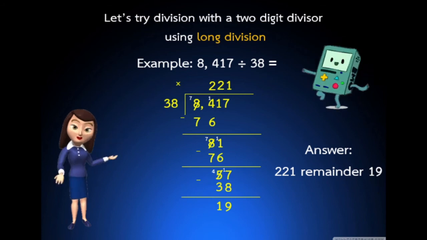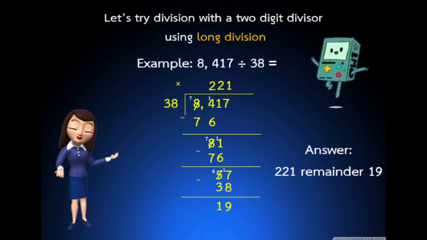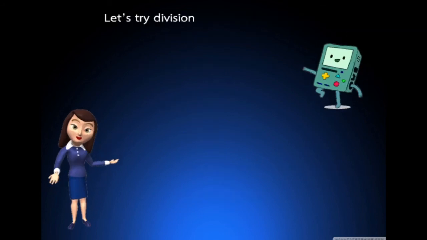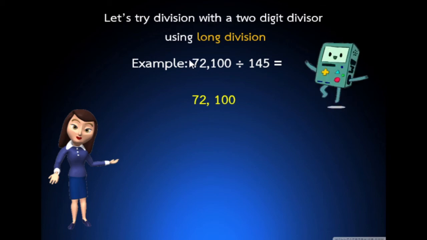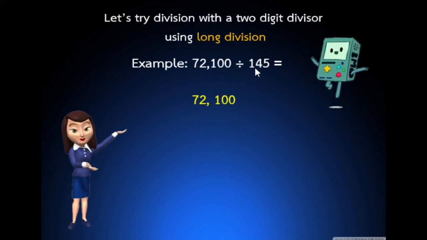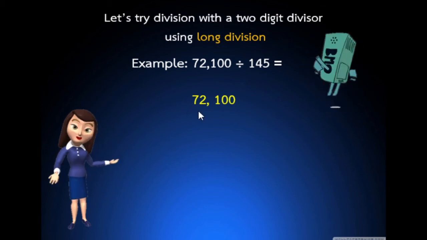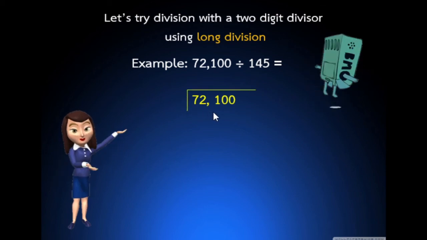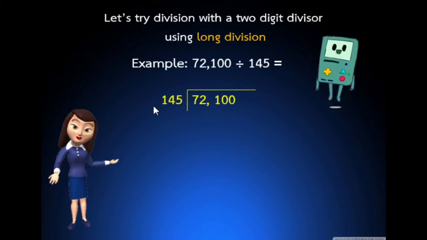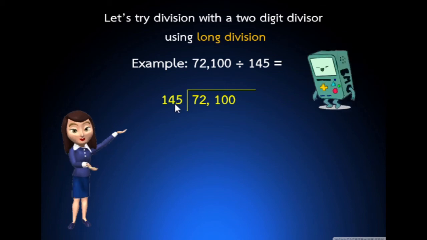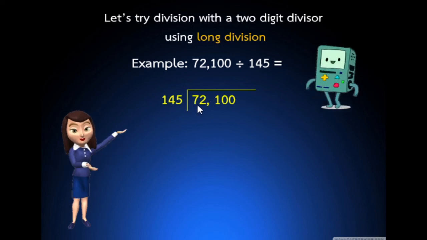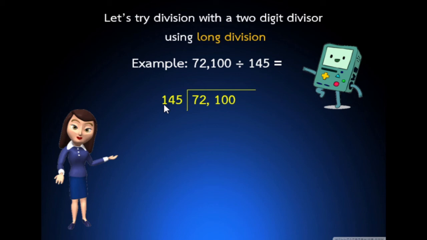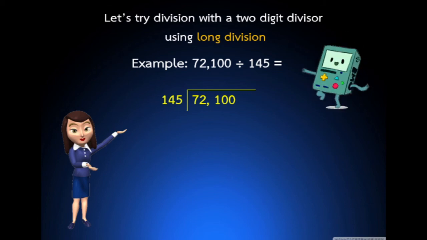Alright, next one. How about trying division with a 3-digit divisor? Let's try division with a 3-digit divisor. 72,100 divided by 145. 72,100 is our dividend. 145 is our divisor. 72 divided by 145 cannot be. So we go 721 divided by 145.